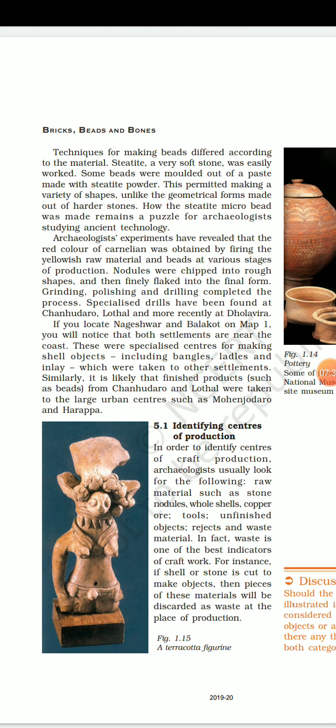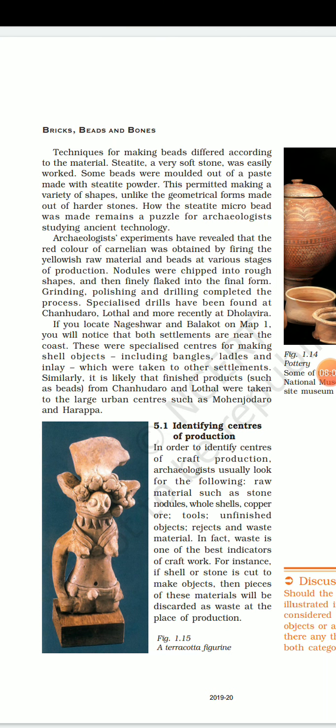Some beads were molded out of a paste made with steatite powder. Molded means formed, okay, with the help of this paste of steatite powder. This permitted making a variety of shapes. Now, when the stone is very soft, then we can easily give it any shape. This permitted making a variety of shapes, unlike the geometrical forms made out of harder stones.